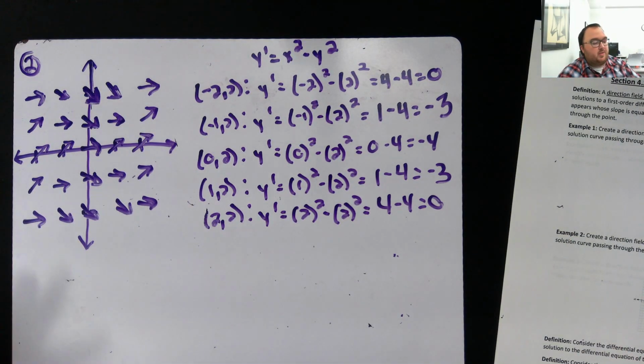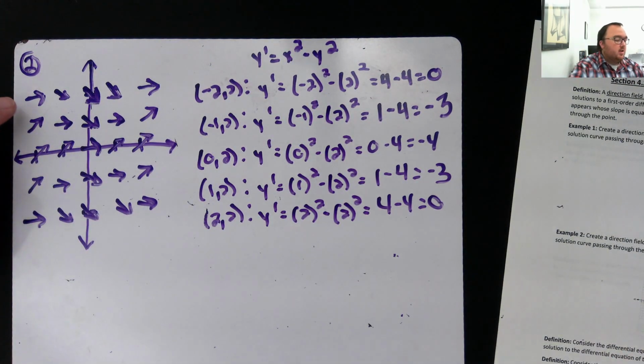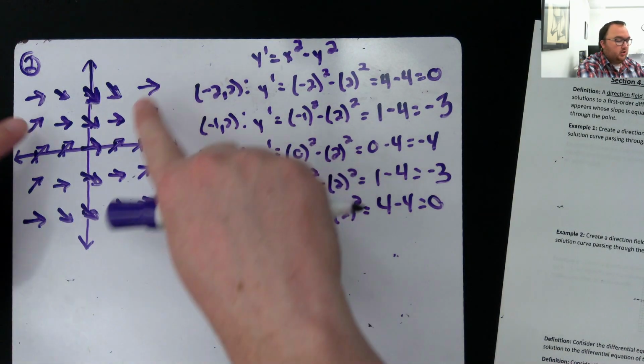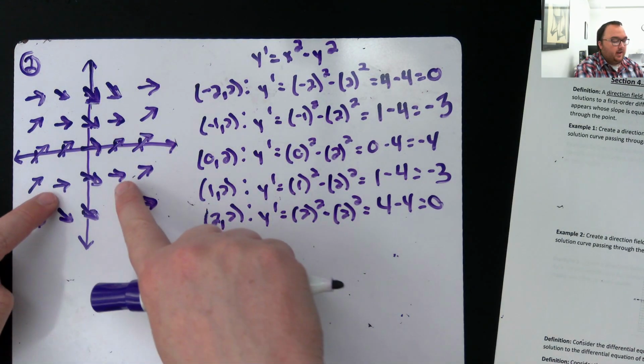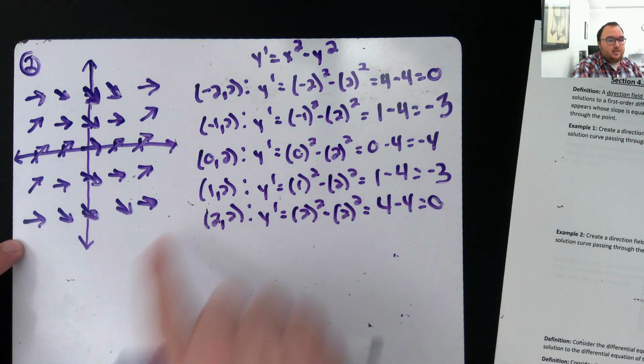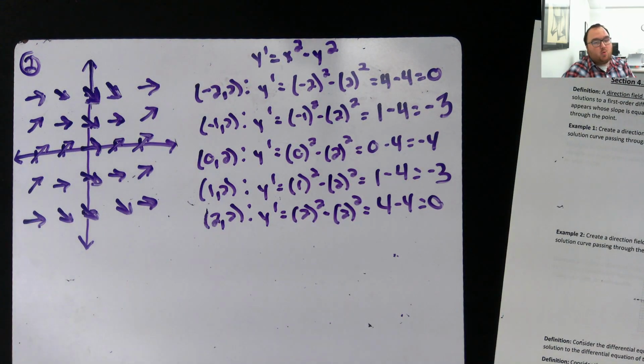Okay, and you should have something like this. It should be straight here. It should be straight here. It should be straight at this one point, then at these 2 points, and then at these points, and then everywhere else either up or down.